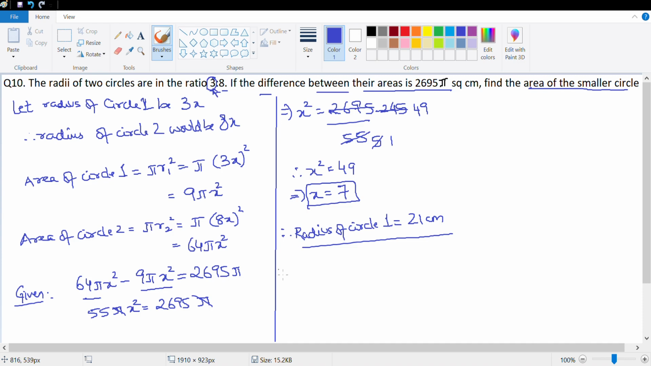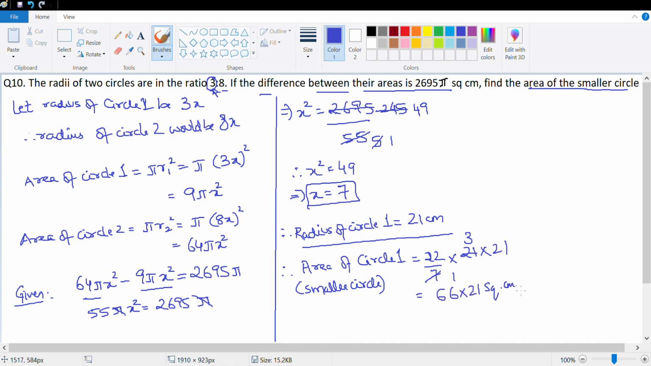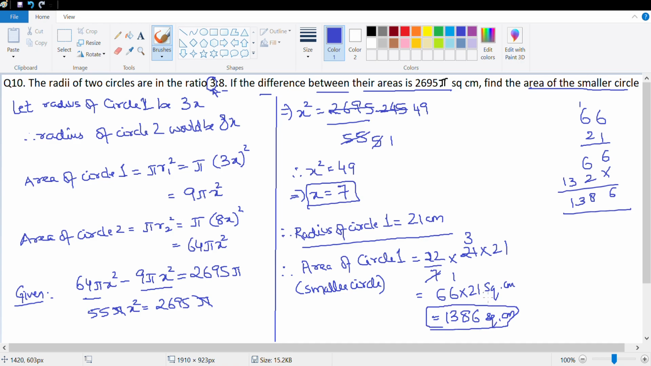They want us to find the area of the smaller circle. Therefore, area of circle 1, which is the smaller circle, will be pi r square. In this case, 22 upon 7, r is 21 multiplied with 21. So 7 threes are 21, so this is 66 into 21 square centimeter. Let's multiply 66 into 21. That comes to 1386 square centimeter. So that's the answer. Area of the smaller circle is 1386 square centimeter.